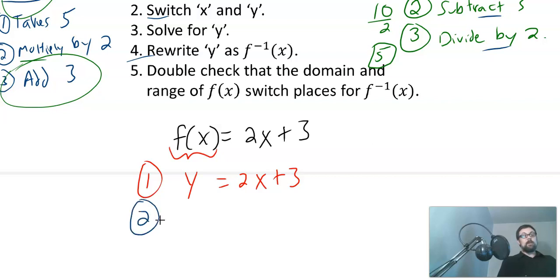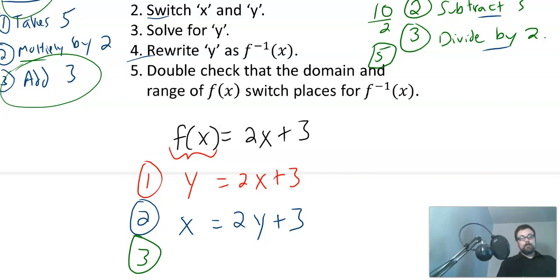Step 2, switch x and y. Everywhere there's a y, it becomes an x. Everywhere there's an x, it becomes a y. All right, I'll give you another point for that. So now you have 2 points out of 5 on my test.